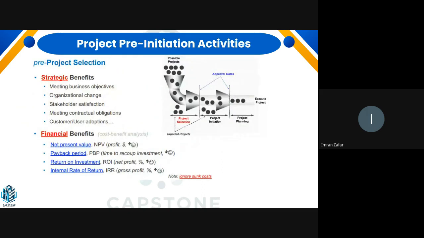Now, we talked last week about the business strategy, how the vision and mission trickle down to the portfolios, to the programs, and then we come to the project part. And before initiating or approving any project, there are certain things that organizations do, which we can take as pre-project or pre-initiation activities, where they conduct maybe feasibility analysis.